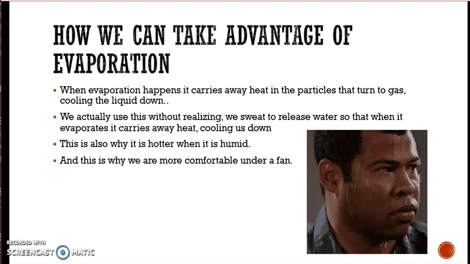When evaporation happens, it carries away heat in the particles that turn to gas. On the surface, the particles vibrate quite fast, and this is heat. When they're heated up, they vibrate really fast. So when one escapes, it takes away some of that heat from the average, from the whole liquid.